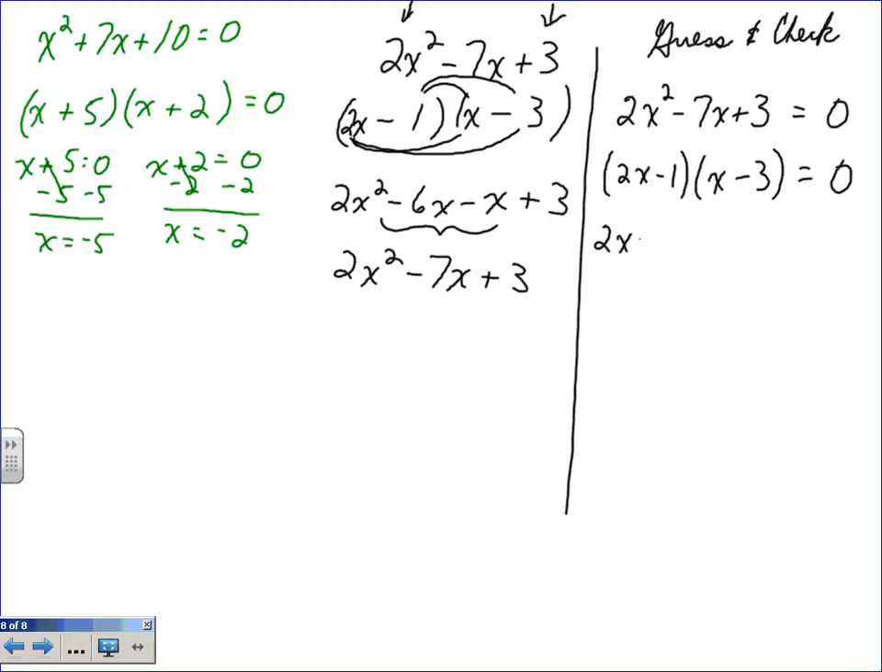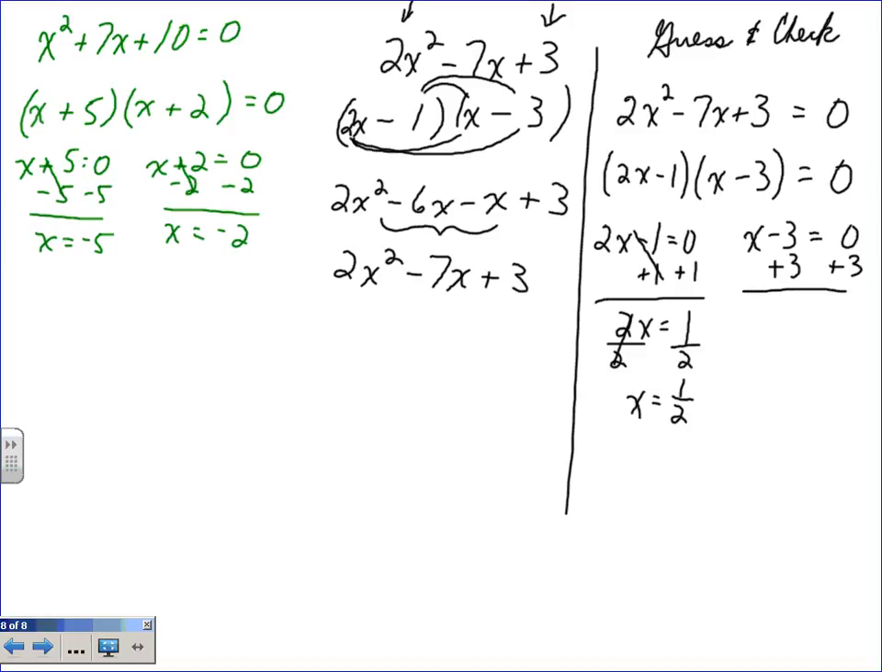So now we solve. 2x minus 1 equals 0, or x minus 3 equals 0. Add 1, and I have 2x equals 1, and then divide by 2. So x would equal 1/2. It's okay to have a fraction there. And over here, I'm going to add 3 to both sides. And x is equal to 3. So we have 1/2 and 3 as our solutions.